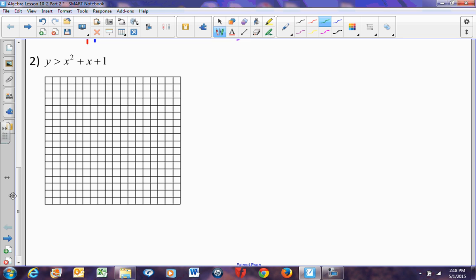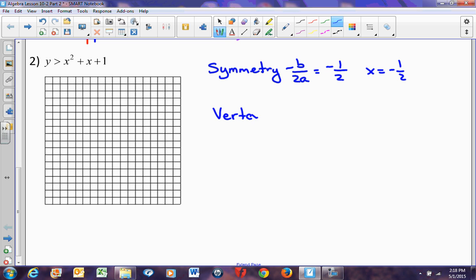Again, let's start with the axis of symmetry. The axis of symmetry is negative b over 2a. In this case, it's negative 1 over 2. So my axis of symmetry is x equals negative 1/2. My vertex, we already know that the x value of my vertex is negative 1/2. I just now need to find the y value of my vertex.